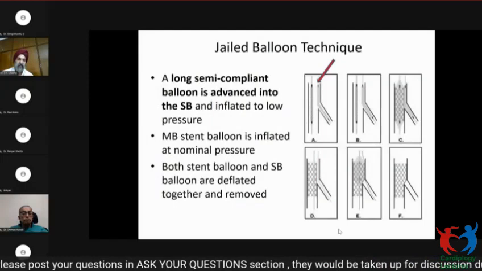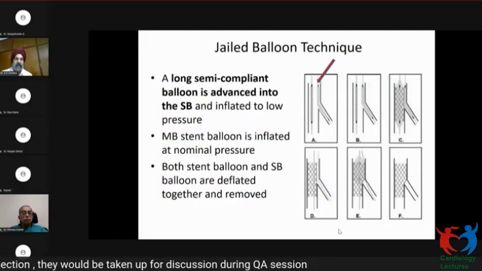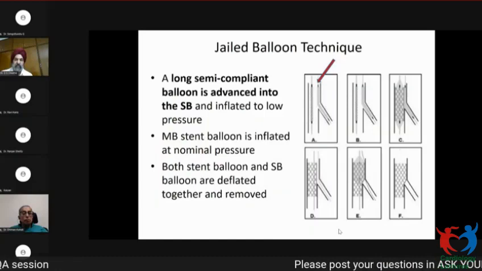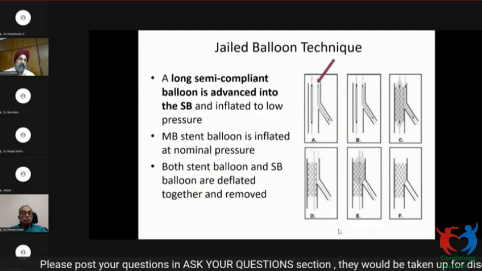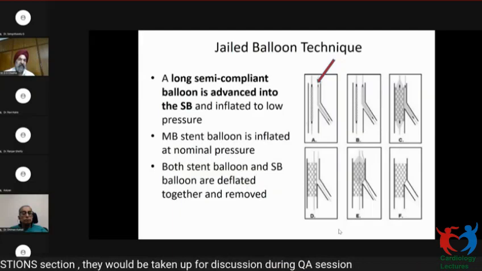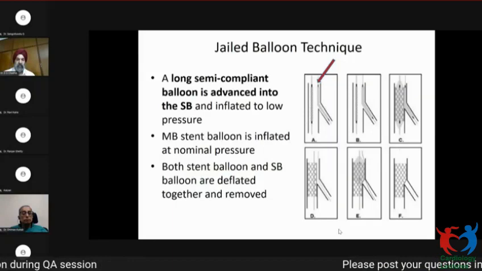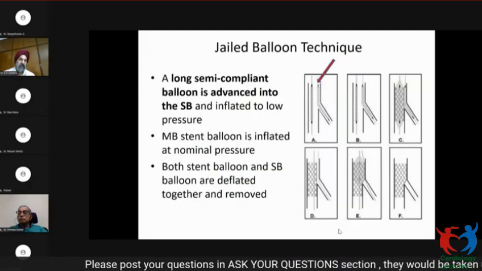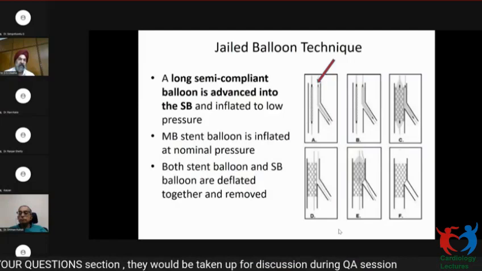There is another new technique called JBT, or the jailed balloon technique, where a semi-compliant balloon is parked in the side branch. The important fact to remember is that the balloon put in the side branch should extend about 1 or 2 millimeters beyond the main branch stent. Both are inflated and the stent is generally deployed at suboptimal pressures, and thereafter the side branch balloon is removed. These techniques, jailed corsair and jailed balloon, facilitate plaque redistribution around the main and the side branch and help keep the side branch patent.